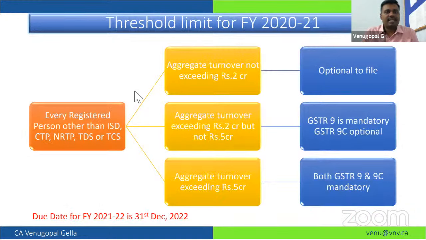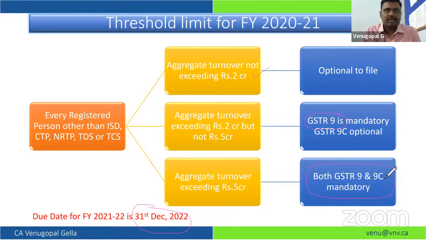The due date for filing GSTR 9 for the financial year 21-22 is 31st December, which is exactly a month from now. Now, I said every registered person, however, we have an exemption. For people whose aggregate turnover is up to 2 crores, it is optional, they don't need to file. Those with 2 to 5 crores, GSTR 9 is a mandatory document. Above 5 crores, along with 9, they need to file GSTR 9C.